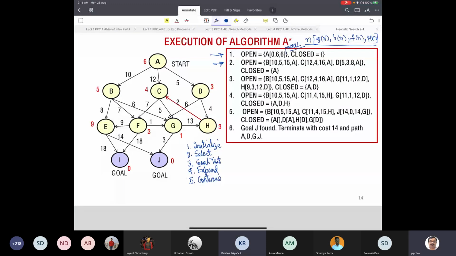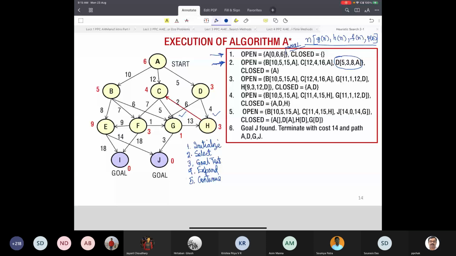Now we are at step 2 of this row 2. Which node will be removed from open? D will be removed because it is the minimum FN. And it will be put in closed. And what will now be put in open? The children of D. What are they? G and H. Correct.